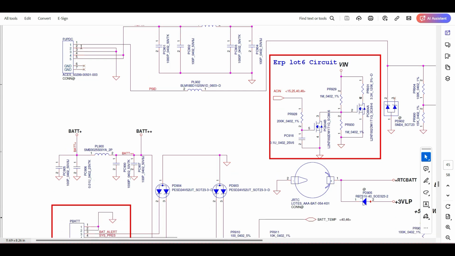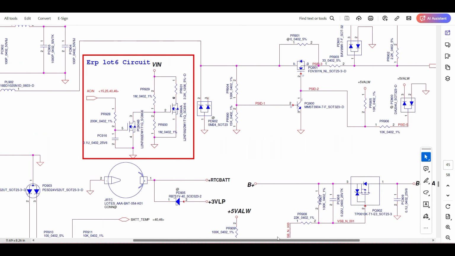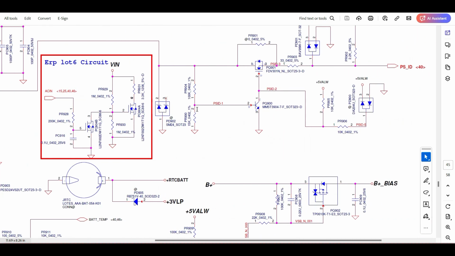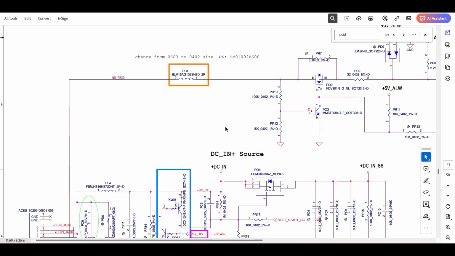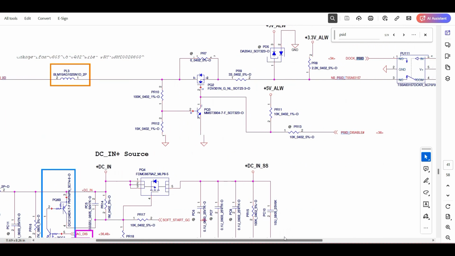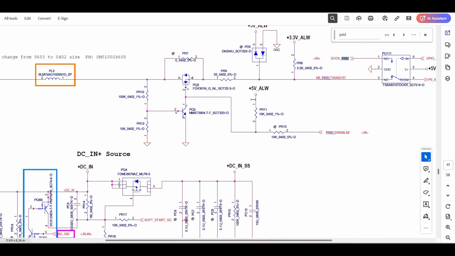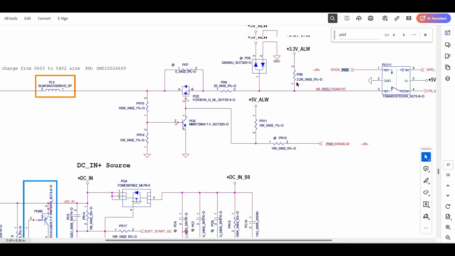Now PSID number 1 goes through the coil, and then the ESD diode. Here is the voltage divider, here is the NPN transistor. See, the 5 volts is always controlling this MOSFET, and finally you will get the PSID. In Latitude series, it's the same: an inductor, and then a voltage divider. Here also 5 volts, and this MOSFET is controlled by this 5 volts. And next it's the PSID.